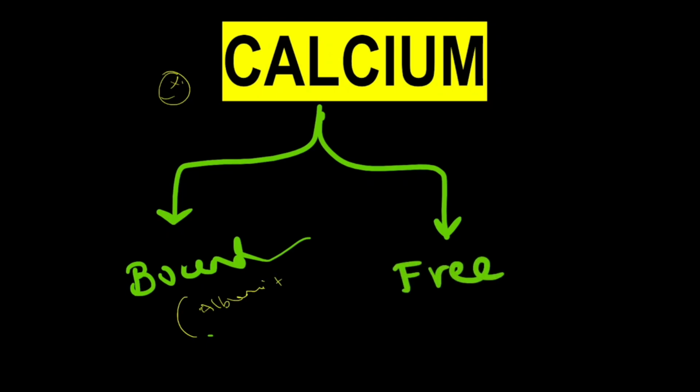Free means it is not bound to any other molecule, and it is freely roaming around. So in the circulation, calcium is in two forms. One is the bound form, another one is the free form. First, let us see what this free form is.